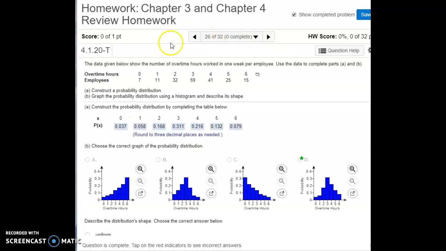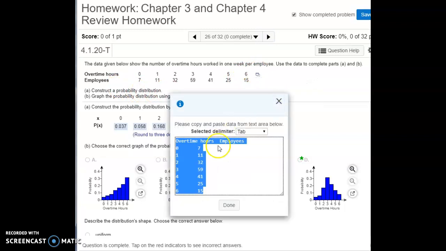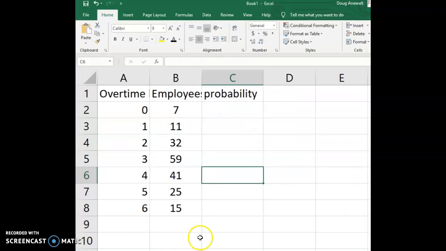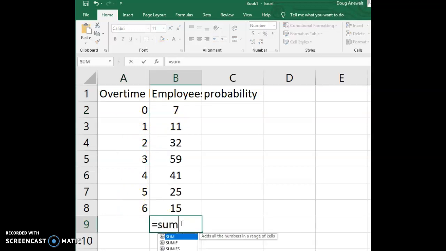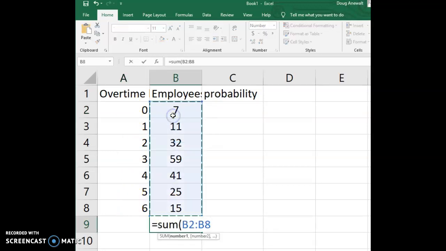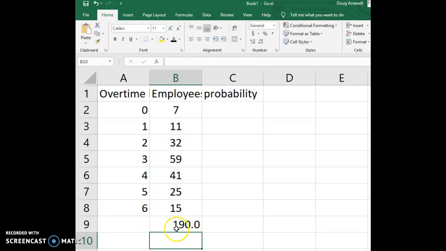Number 26, we have a frequency distribution here for overtime hours worked, and we're going to start by constructing a probability distribution. So I'm going to copy this into Excel. So this is a discrete probability distribution. The only possible outcomes are listed here, either 0 overtime hours up through 6. To find the probability of a randomly selected person falling in any of these categories, first we need to know how many total employees we have. There's 190 data points here in our frequency distribution.